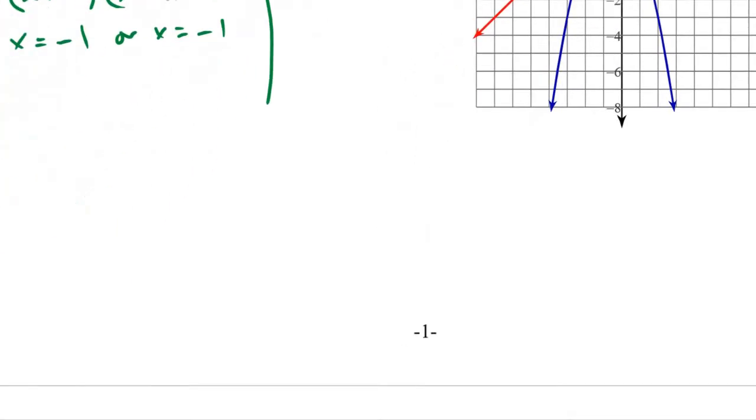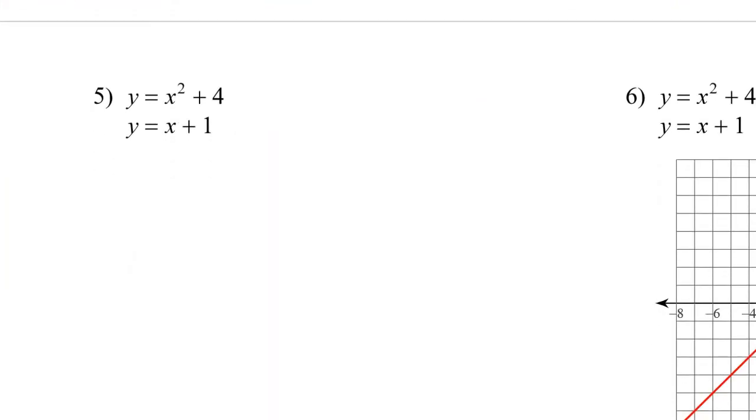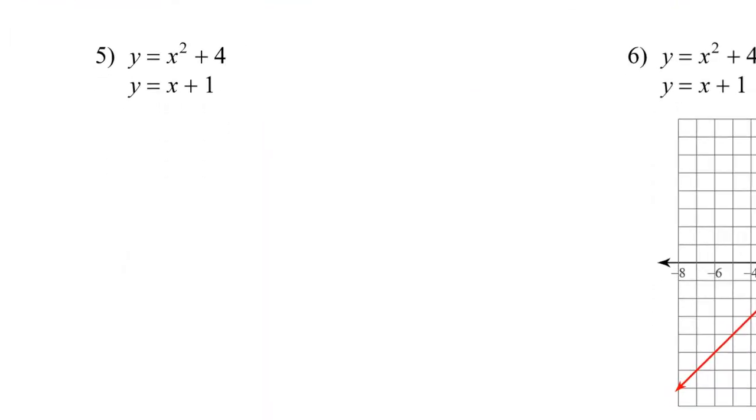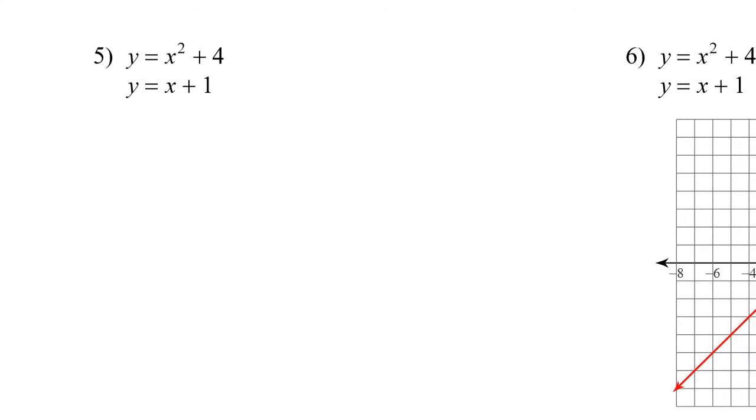Here is the last example coming up. Okay, so we have x squared plus 4 as a parabola, and then this is the line. As usual, we set them equal to one another. And then we are going to solve this equation.